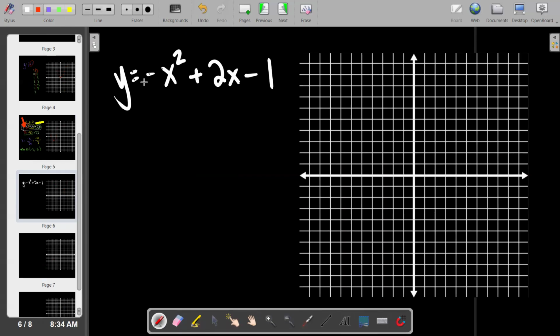What is a? -1. What's b? So we're going to use our best friend formula, -b over 2a. Math with me. What's the negative of b?